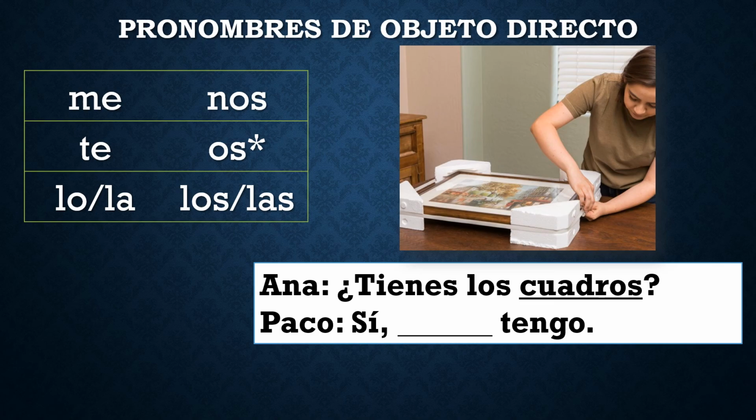¿Tienes los cuadros? Do you have the pictures or the paintings? Sí, los tengo. Yes, I have them. And we use los because los cuadros is masculine plural.